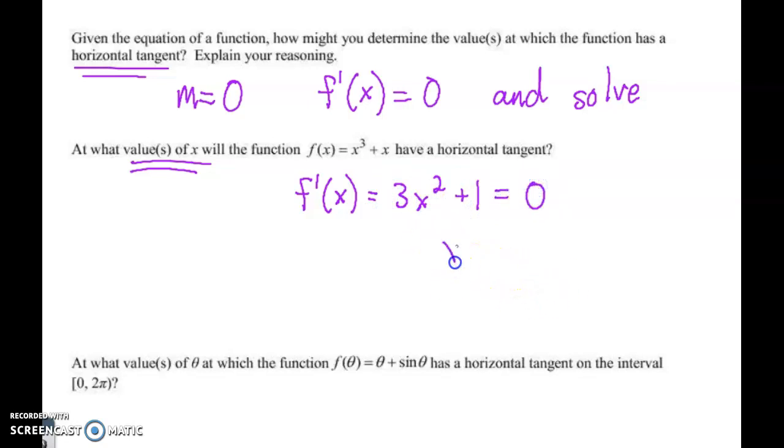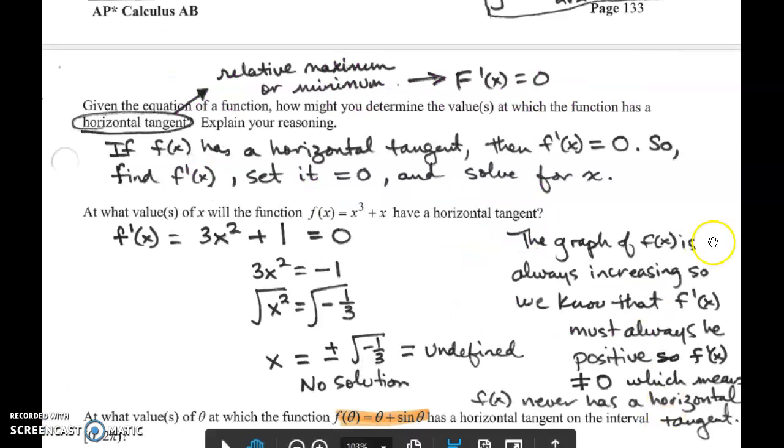Well, as I'm looking at that, and I subtract 1 and divide by 3, well, you can't square root a negative. So this means there's no horizontal tangent. And maybe what I'll do is pull up the answer key just like I started this video with, and let you pause, as you see fit, and write down these things.